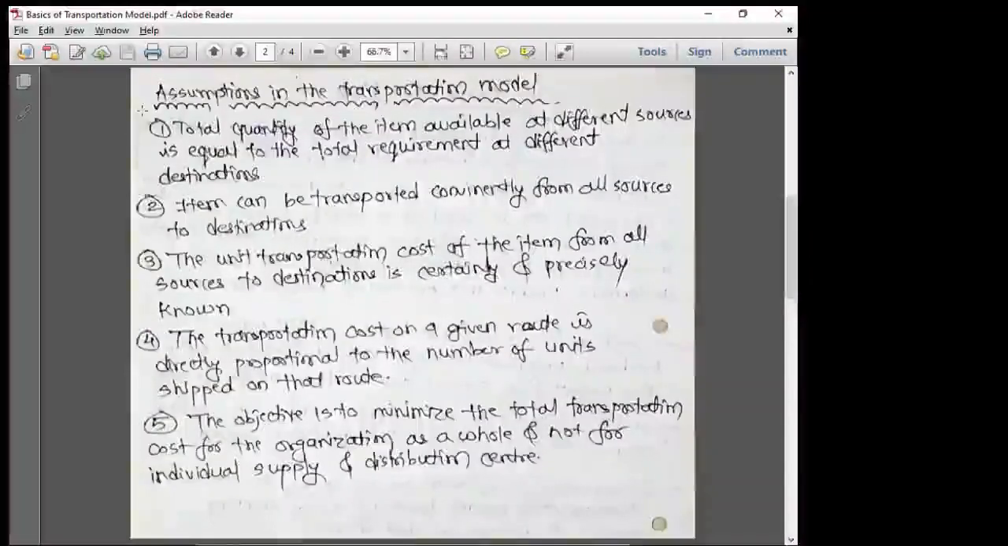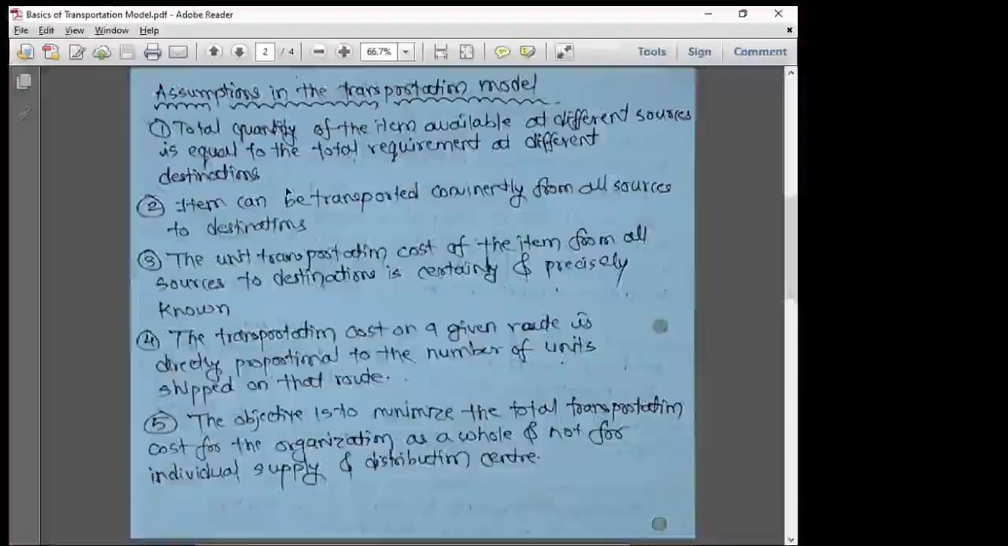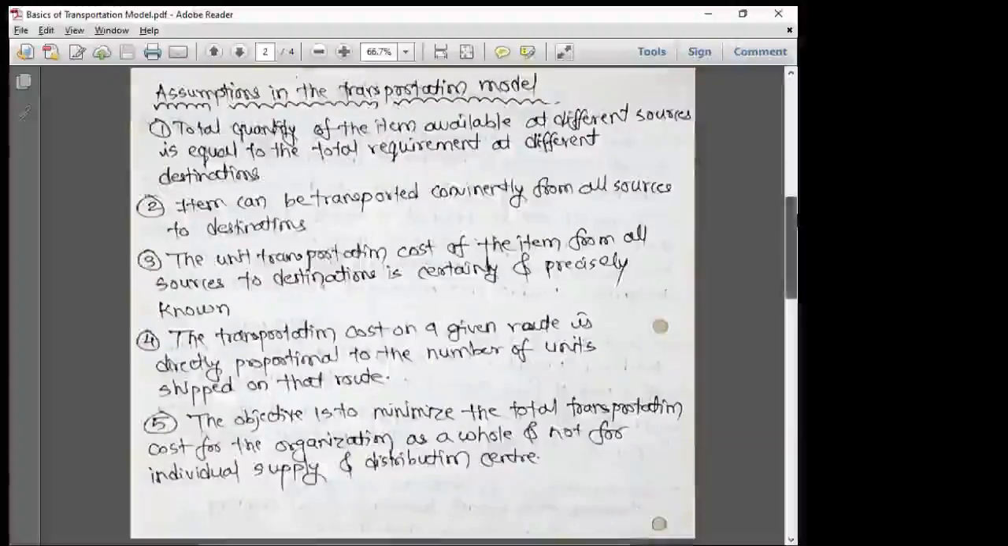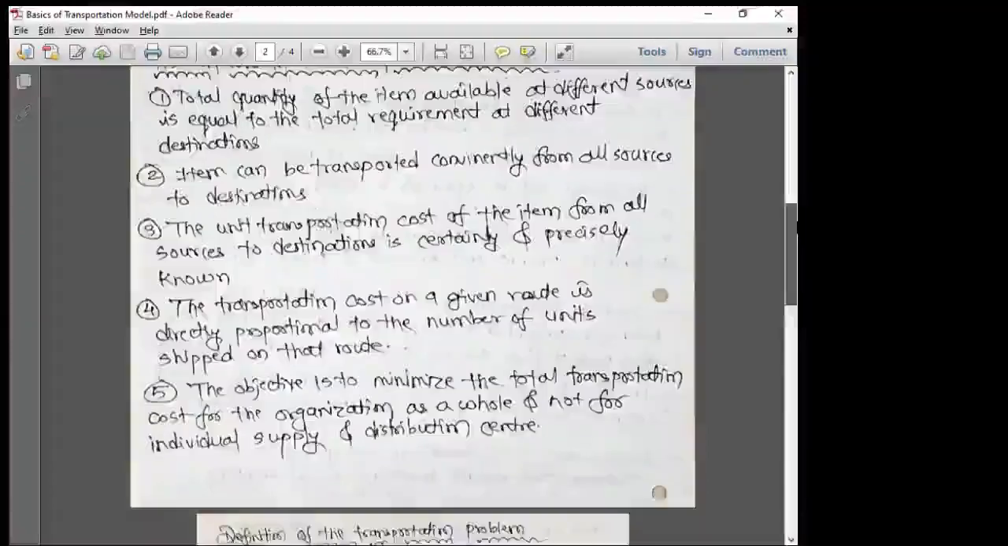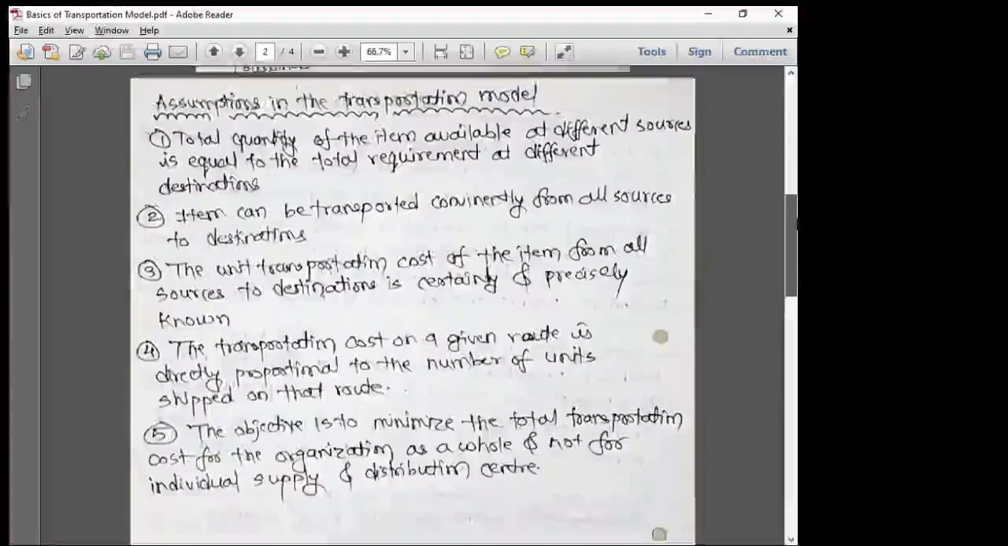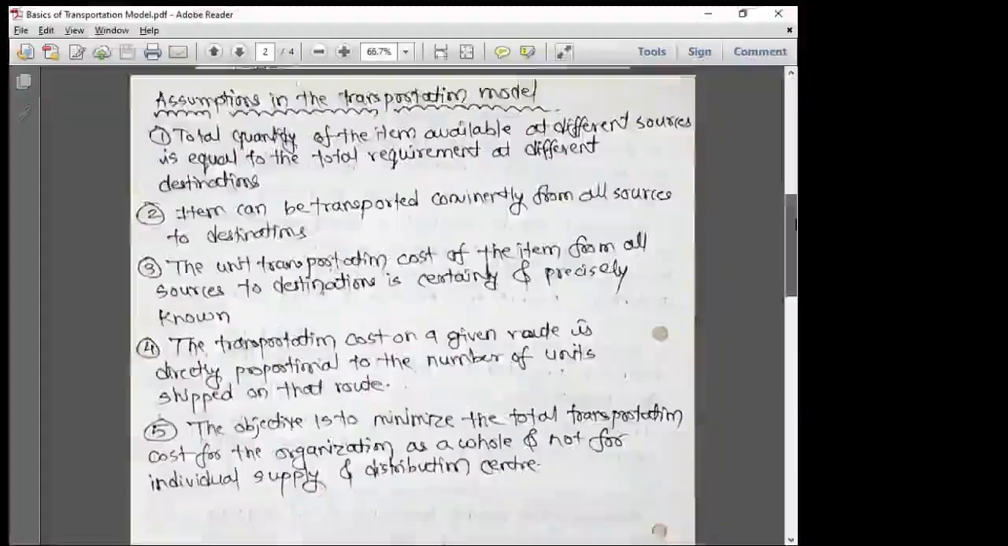When the total quantity of the item available at the different sources is equal to the quantity demanded by the destinations, such transportation model problems are called balanced transportation models, right? So according to our first point, when supply is equal to demand, it is called a balanced transportation problem. If supply is not equal to demand, that is an unbalanced transportation problem, and it may require a different approach, right?